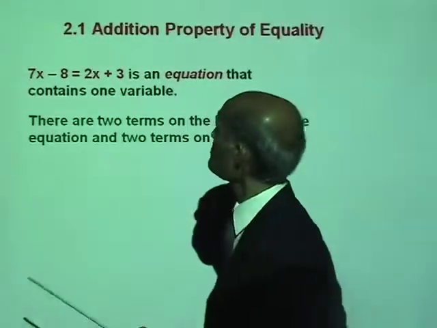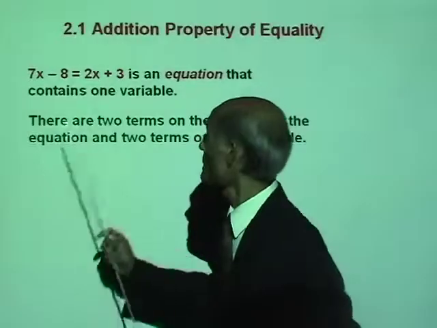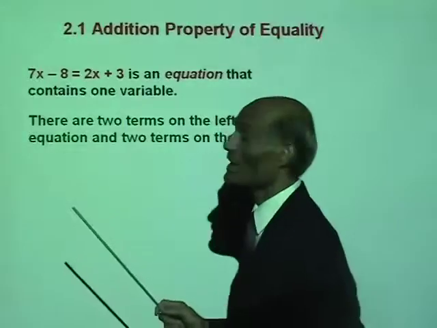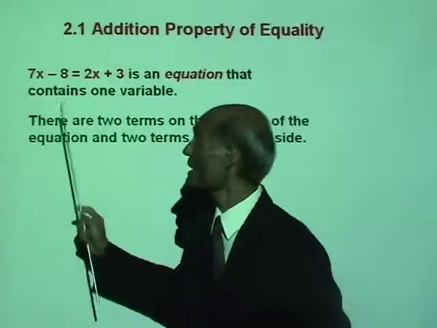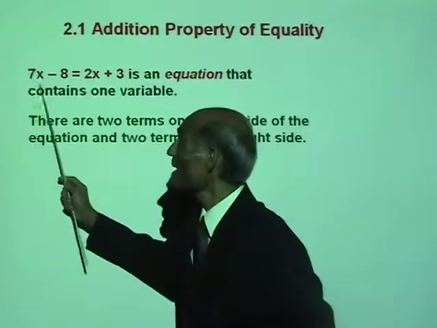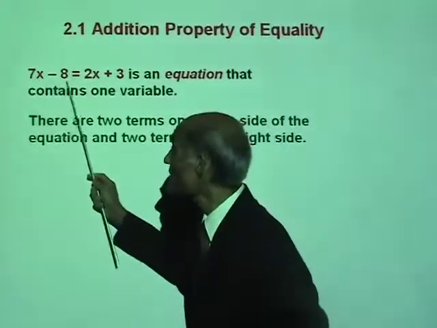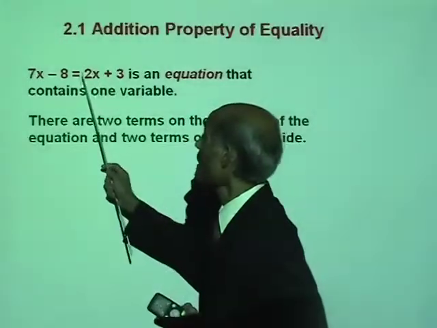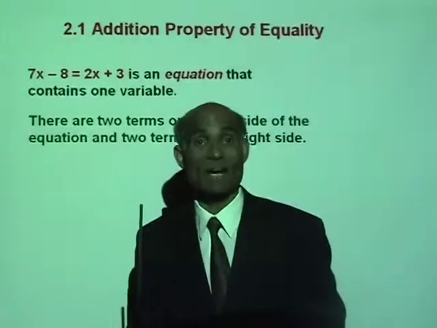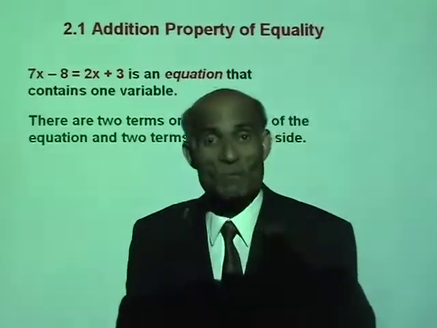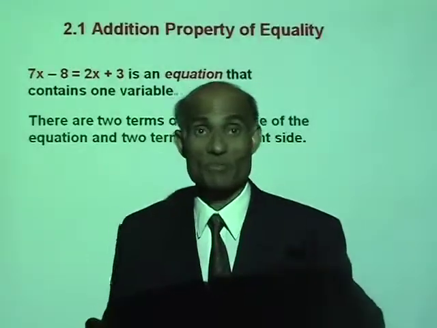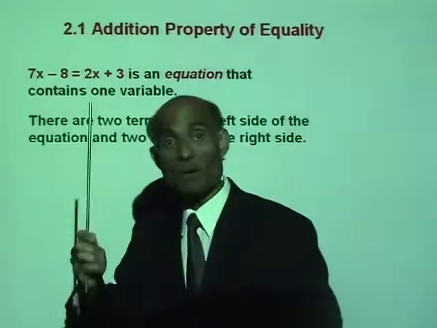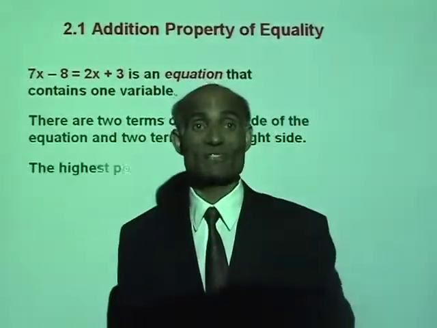Now, how many terms does this equation contain? There is the left side of the equation and the right side of the equation. How many terms are there on the left side? 7x is a term, negative 8 is a term. There are 2 terms on the left side and there are 2 terms on the right side. So when I say a term, you must understand what that means. 2x is a term, 3 is another term. There are 2 terms on the right side.